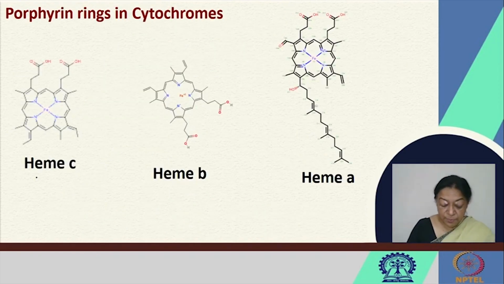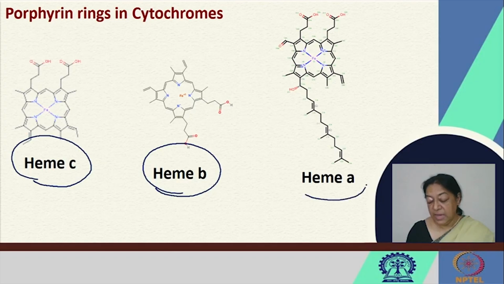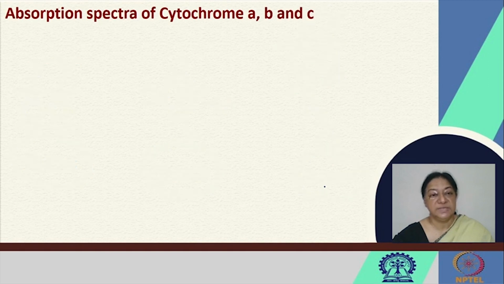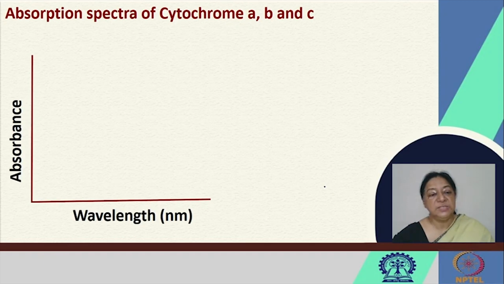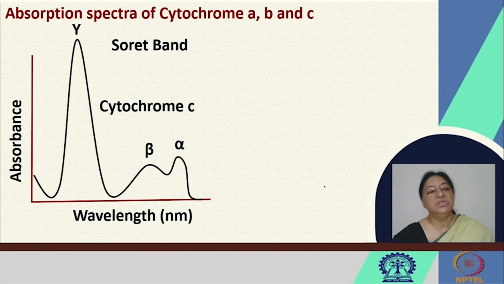When we look at the different porphyrin rings in the cytochromes, we see there is heme C, heme B, and heme A. Each of them has characteristics that can be studied to look at specific aspects of the complex systems. The absorption spectra that we see have a specific characteristic. One characteristic, for example, in cytochrome C shown here, is the gamma band, the beta and the alpha. The gamma band is known as the Soret band.